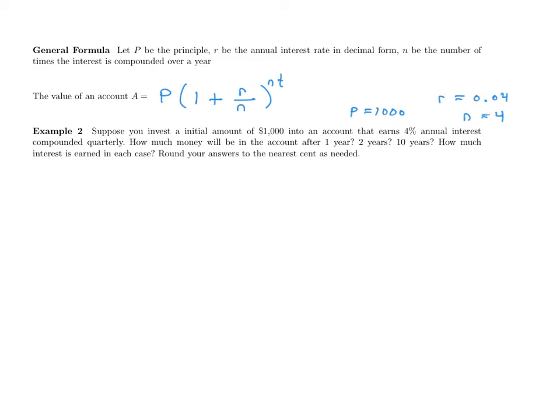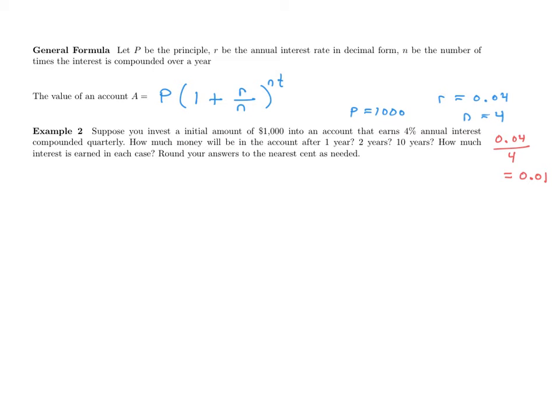So that's important. We're taking 0.04 and we're dividing it by 4, and that is 0.01. And that's what this part of the formula says. It says you're applying this interest rate, but you're doing it 4 times, so you have to split it up into that many parts. So how much money is in the account after 1 year?